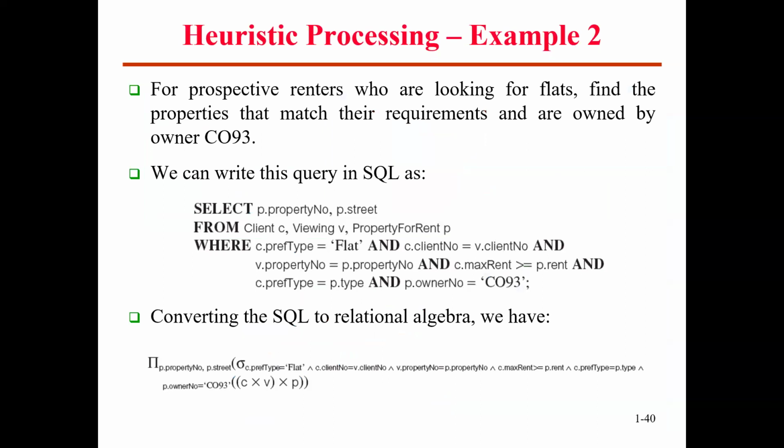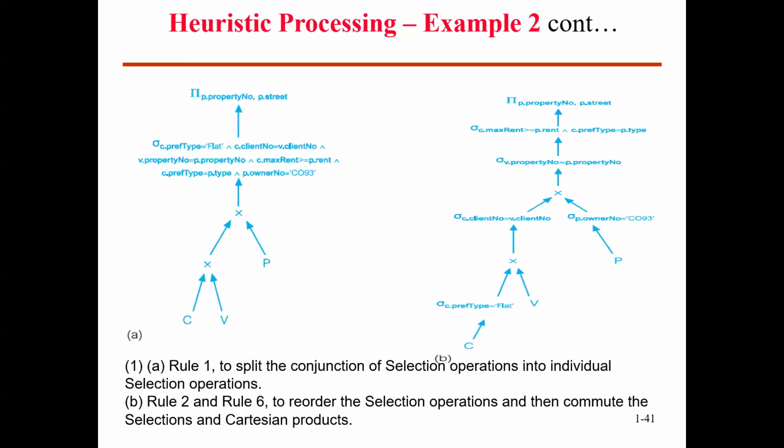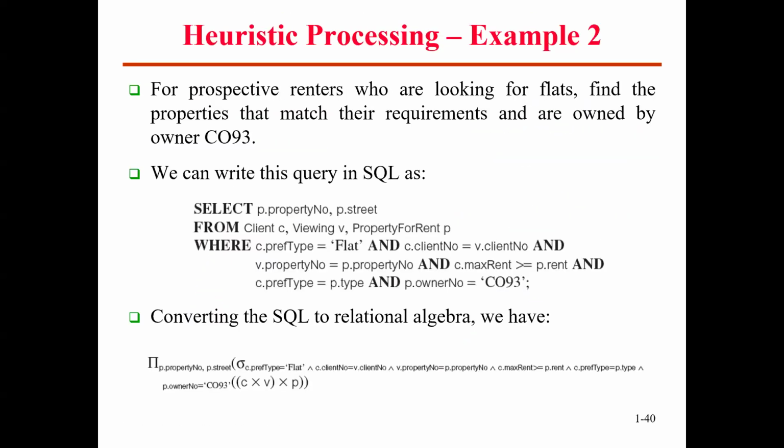Okay, so here we have another example. Let us do this example. Let us understand what is being asked here. We want to select the renters who are looking for flats. Find the properties that match the requirements, are owned by owner number CO 93.